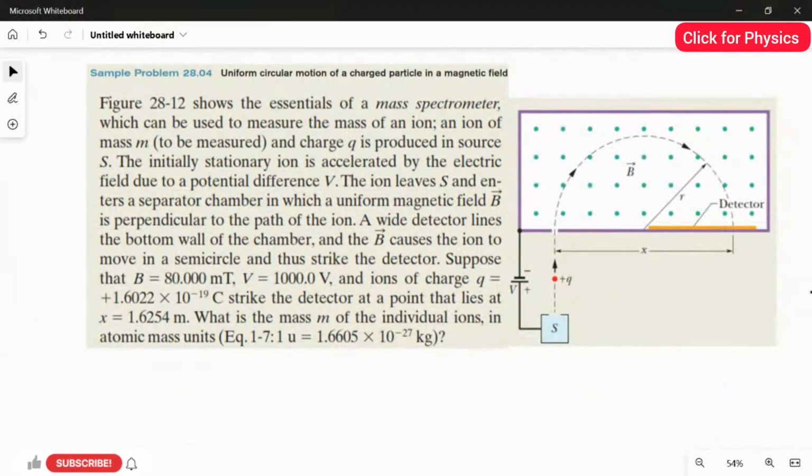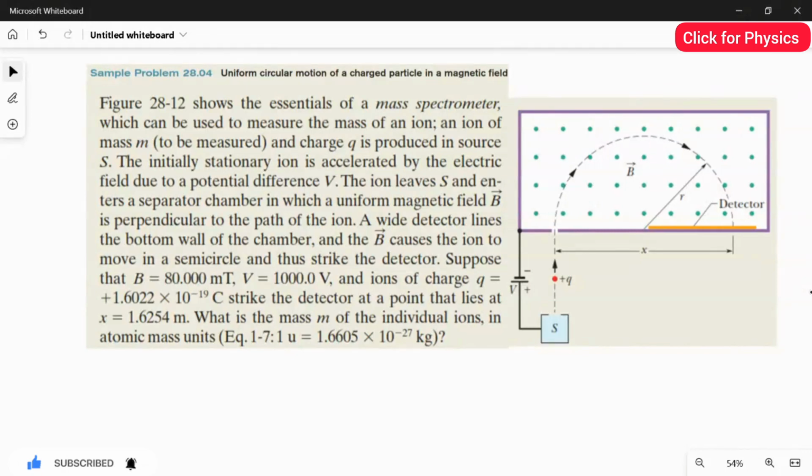Problem number 28.04. The figure shows the essentials of the mass spectrometer, which can be used to measure the mass of an ion. An ion of mass m is to be measured. We are going to find the value of the mass, and the charge q is produced in the source S. So if you see the figure, we have the source S. So from this source, the ions are coming.